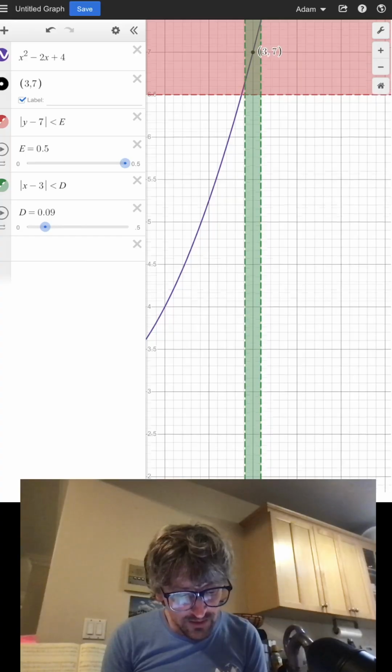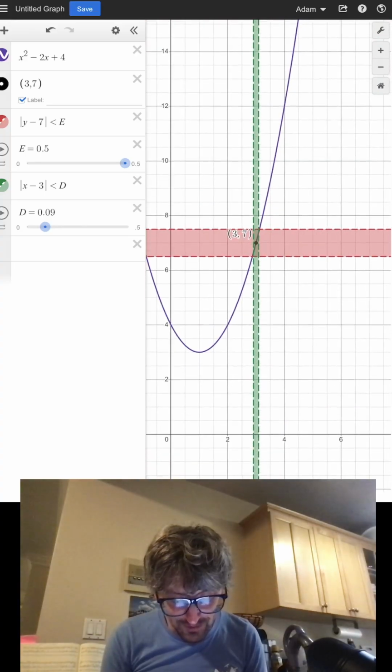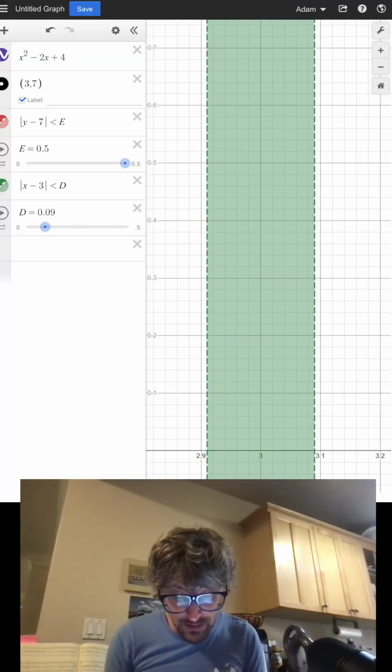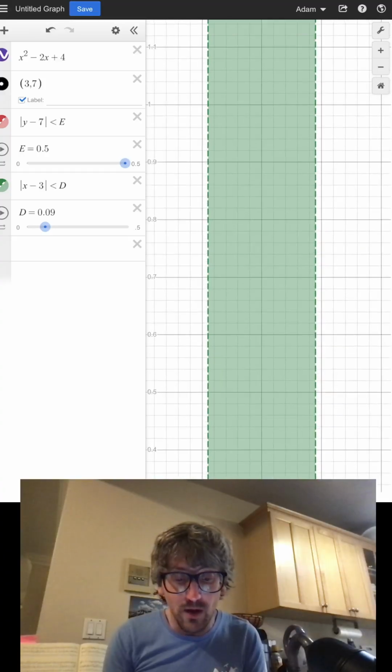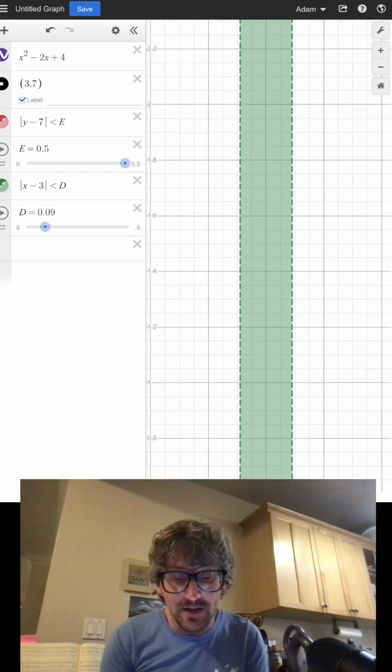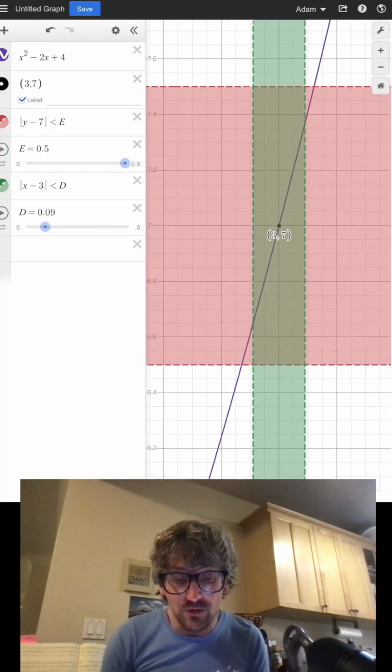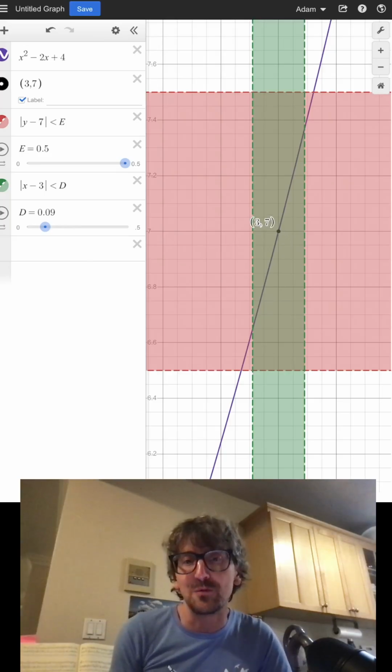are within 3 points, I guess we have to zoom out to see what they are, but as long as those inputs are between 3.09 and 2.91, then if we zoom up here, we're going to see that the outputs are absolutely going to be in that red region.